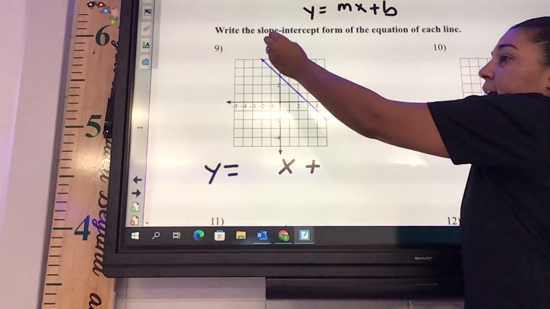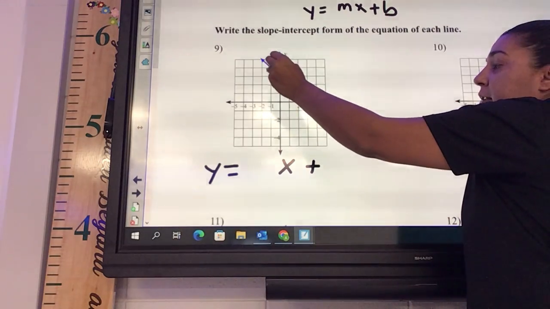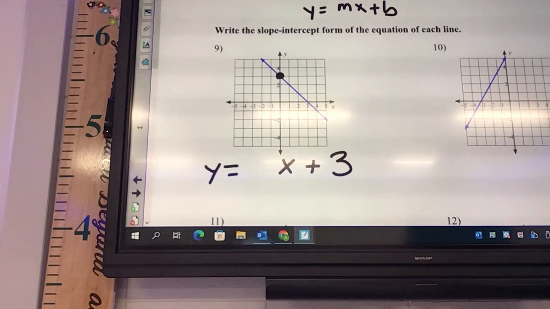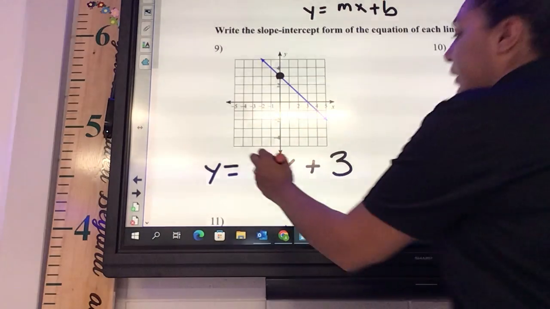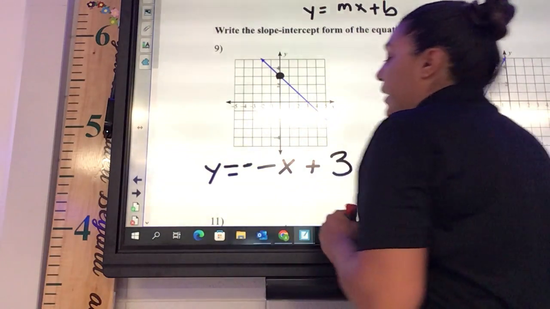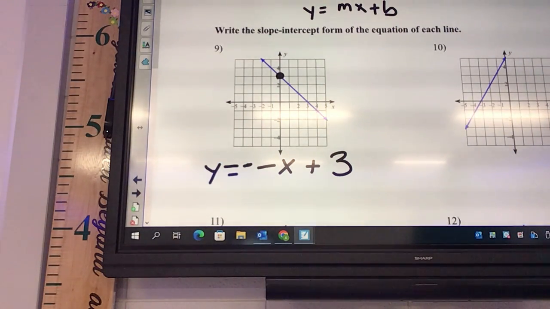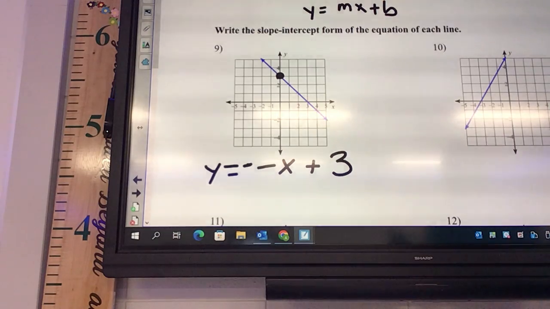We find the y line, and we go down and see where it crosses, and that's at 3, so we put it here. Is this line negative or positive? Negative, so we put the little negative right here, 1 over 1, and then we find our fraction bar. How do you find that, though? Rise over run.